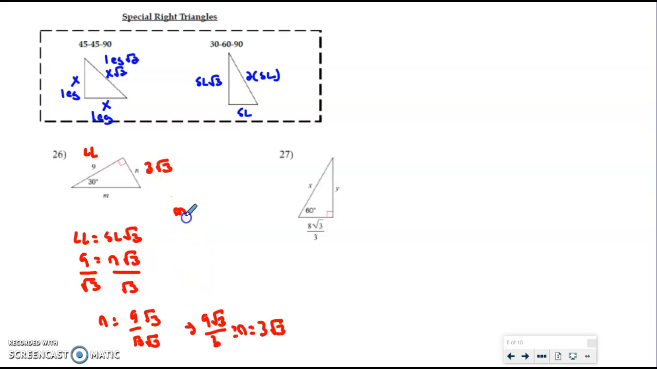And then m is 2 times n. So m is going to be 2 times 3 square root of 3, which means m is going to be 6 square root of 3.